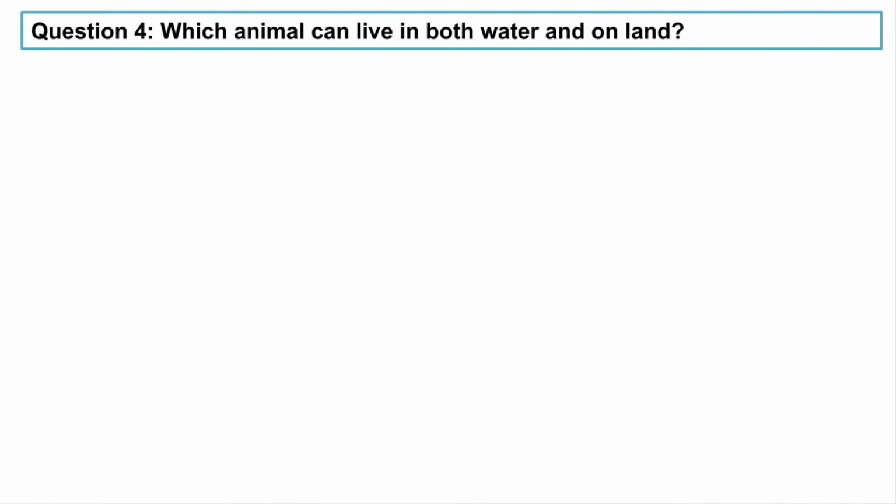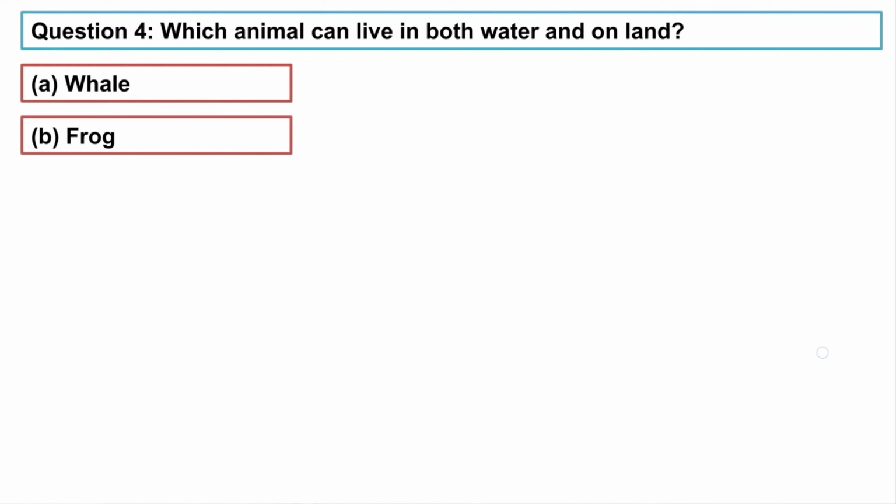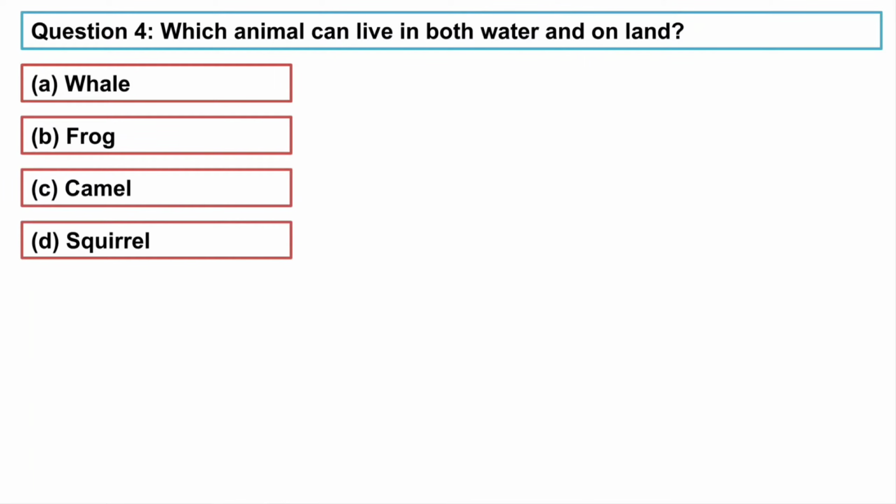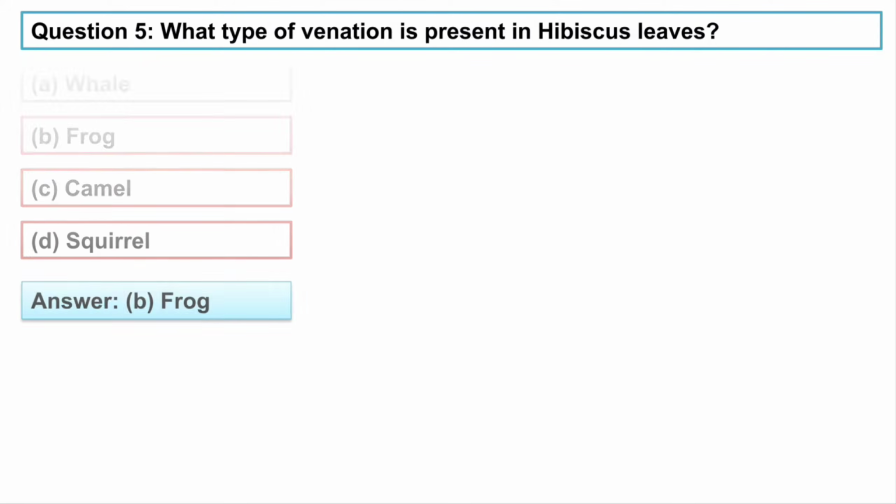Next question, which animal can live in both water and on land? So, and what do we call that animal? There is a term, isn't it, for that animal? You please comment down if you know the term. And what will be the correct answer for this? Option number B, okay, frog.